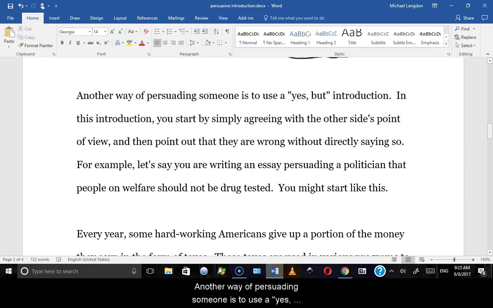Another way of persuading someone is to use a yes-but introduction. In this introduction, you start by simply agreeing with the other side's point of view, and then point out that they are wrong without directly saying so. For example, let's say you are writing an essay persuading a politician that people on welfare should not be drug tested. You might start like this.